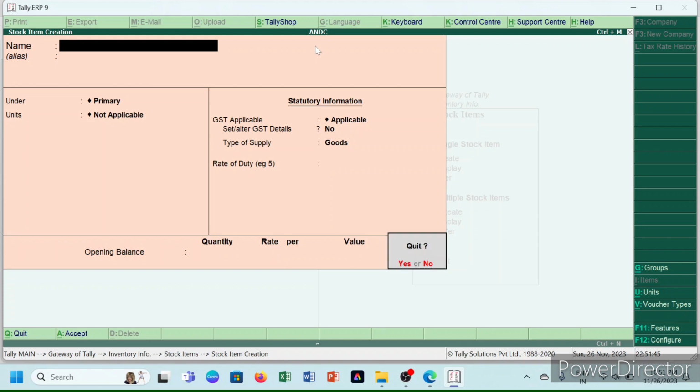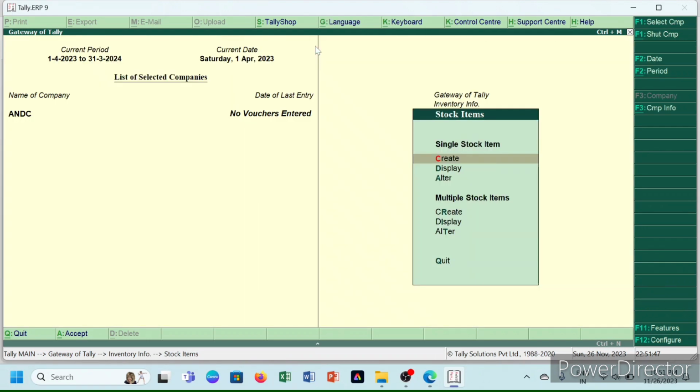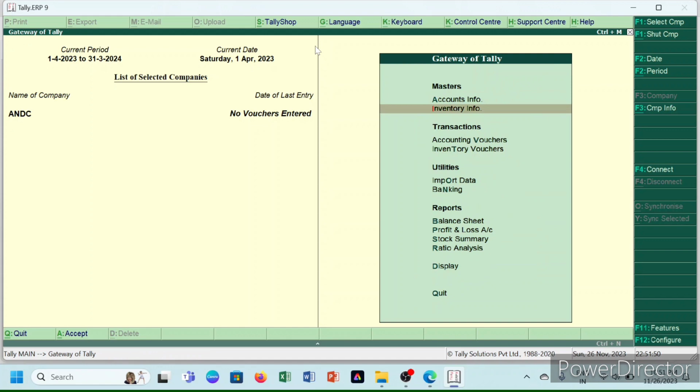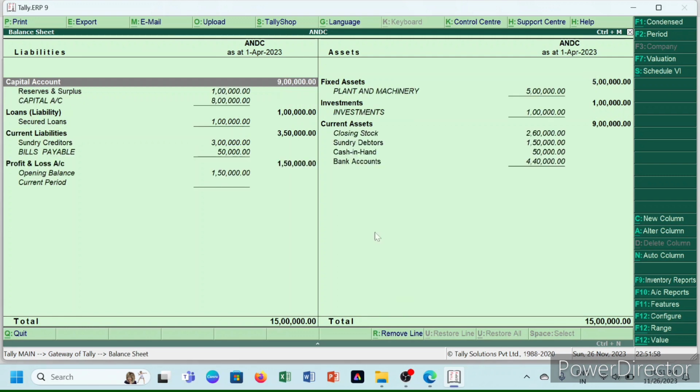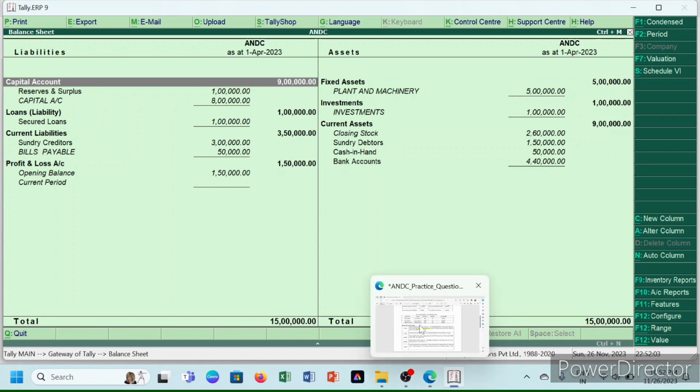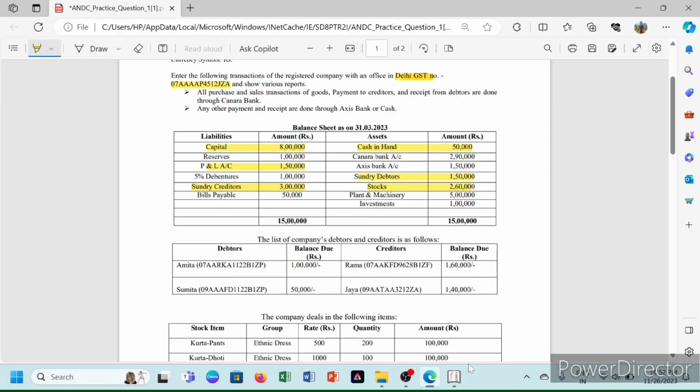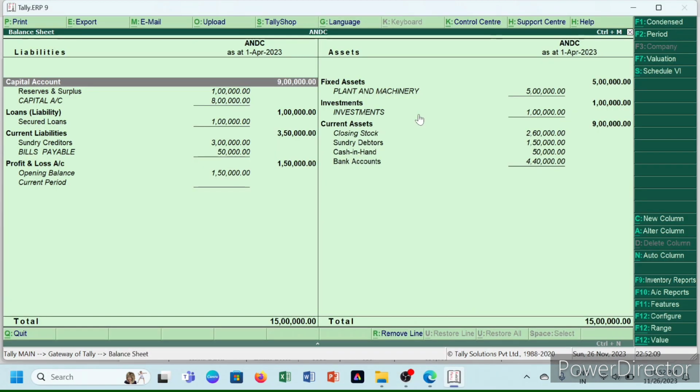We have all the items in the stock. Let's see the balance sheet. You can see this is my balance sheet. For detailed version, I will go to Alt plus F1. This is my detailed balance sheet. All the amounts of the balance sheet I have put in Tally. There is no difference and the total is already correct. If there is a difference, that will come either on this side or on this side. But there is no difference.